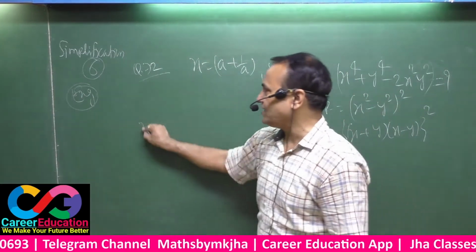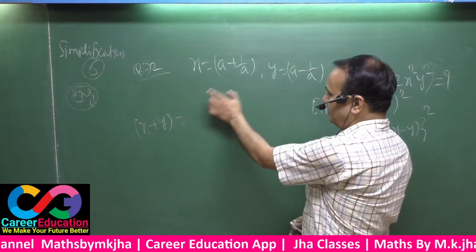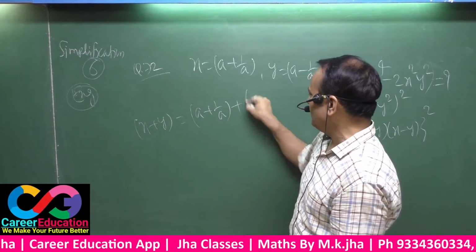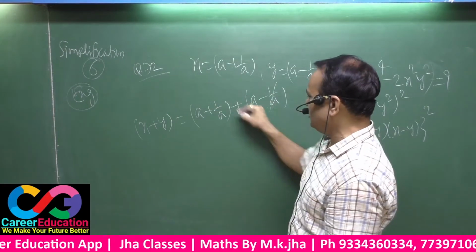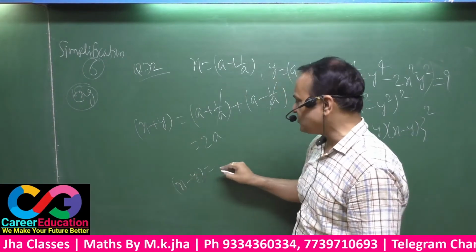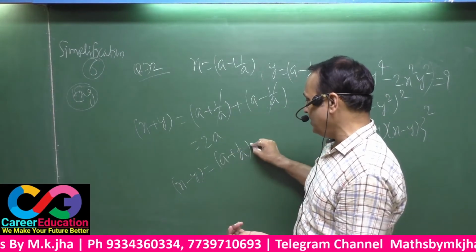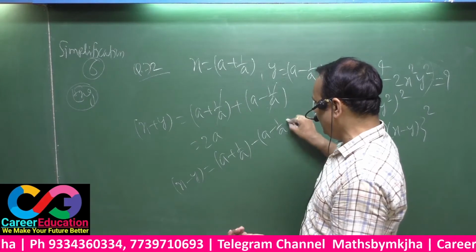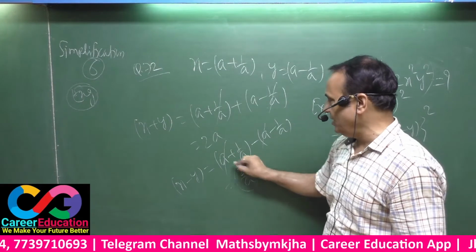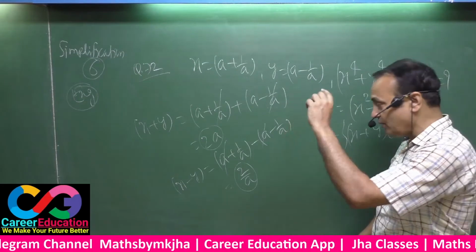If you get the value of x plus y from here, certainly verbally you can say the 1 by a will be cancelled, and this is only 2a. But let me write here in order to make you understand very easily. This will be cancelled, and this is 2a. Again, for the value of x minus y, this will be a plus 1 by a minus 1 by a. That means a will be cancelled here, and this will be 2 by a. Certainly you got the value of x plus y, that is 2a, and the value of x minus y, that is 2 by a.